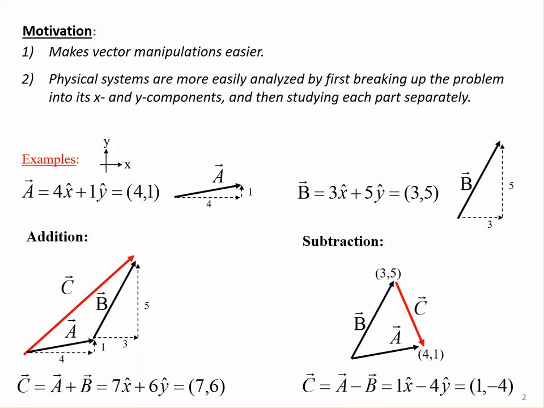But we can also determine what this vector C is just in terms of its components. All we have to do is take the components of A minus the components of B. So we start with the x components. 4 minus 3 is 1, and 1 minus 5 is negative 4. So in other words, this red vector C can be expressed as 1 unit in the x hat direction minus 4 units in the y hat direction.